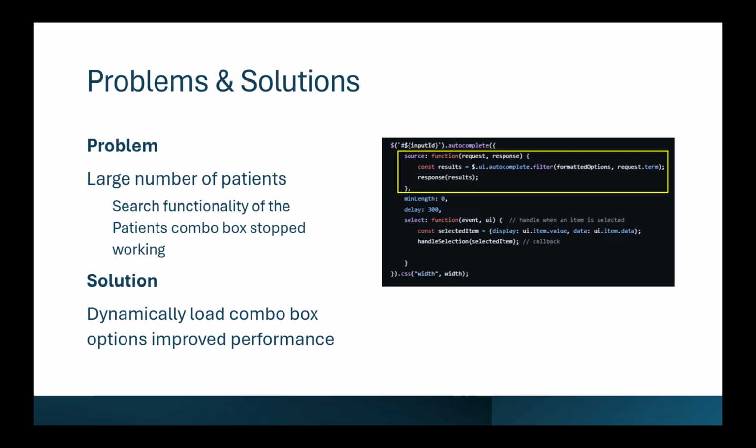By solving the previous problem, by having a large amount of patients to choose from, I introduced the problem that the patient combo box's search functionality stopped working. This seemed to be just because of the large number of items in this combo box. It couldn't handle it. So the solution was simply to, rather than give the combo box every single patient, let it go off and ask for a set of patients as it needed to. This eased it up and solved the problem so that the search functionality was working again.